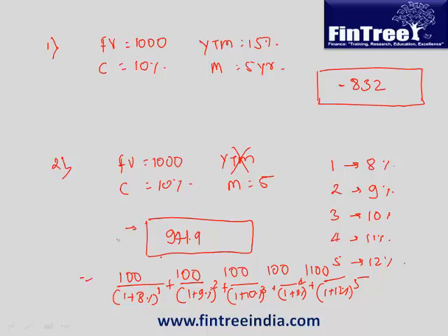So understand and appreciate the difference. When you valued the bond using YTM, you discounted all the cash flows at the rate of 15%. But when you value the bond using spot rates, you use a different discount rate for each maturity. Are we clear here?